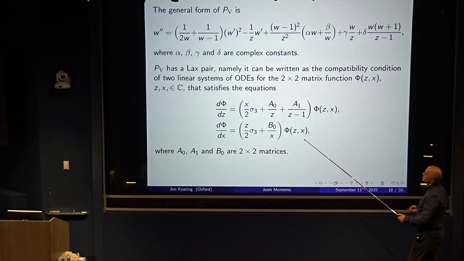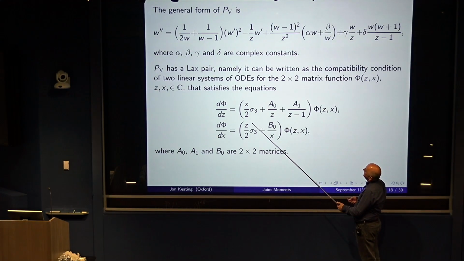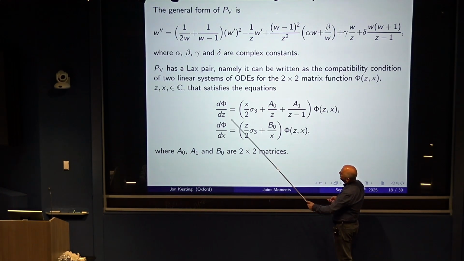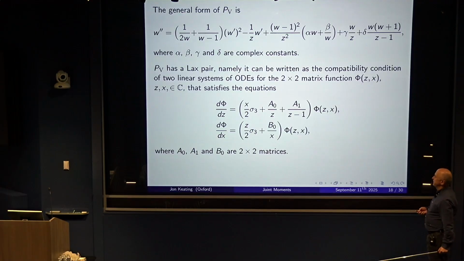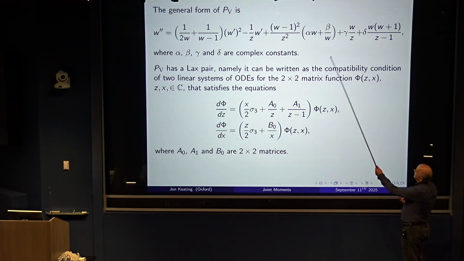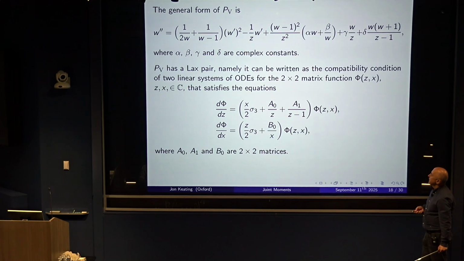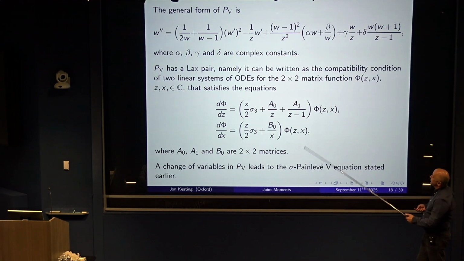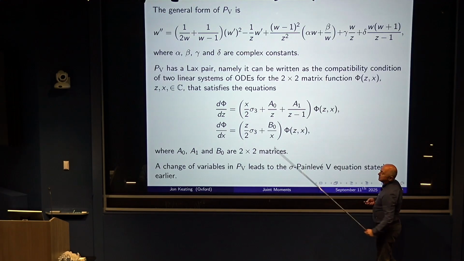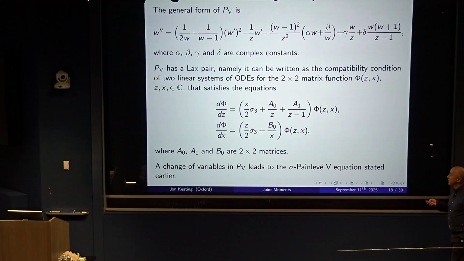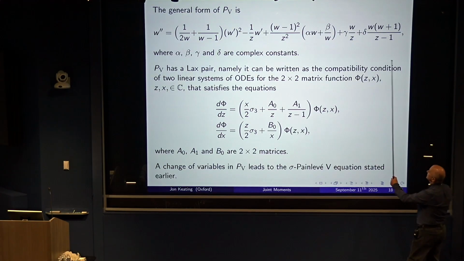For those of you who know some integrable systems theory, the reason we call Painlevé 5 integrable is that you can express it in terms of a Lax pair. It's the consistency condition between these two functions. It's equivalent to this ODE here. And if you take this form of Painlevé 5 and make a change of variables, you get the formula that I showed you a couple of slides ago. You get the nonlinear ODE that I showed you before. So the one I showed you before is equivalent to this expression.